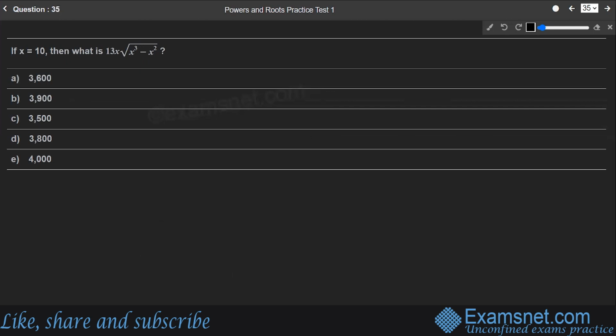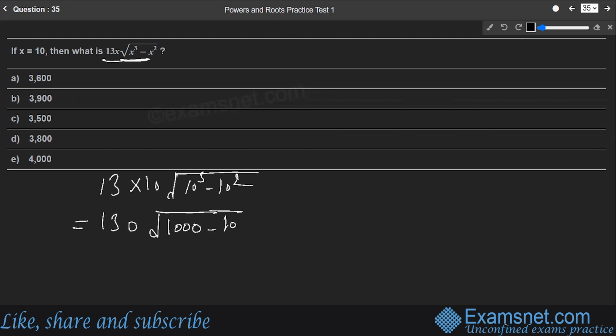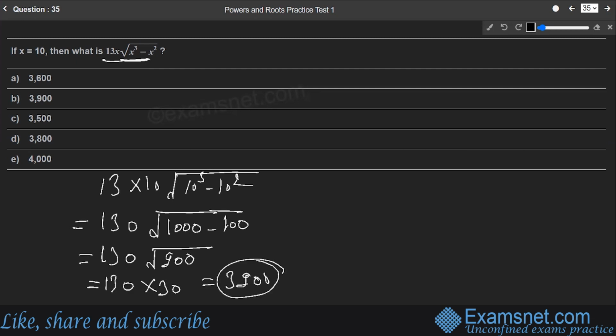If x equal to 10, then what is the value of all this given? So let us replace the 10 in the expression given. If we do that, it is going to be 13 into 10 under root of 10 cube minus 10 square. If we solve this further, this is coming as 130 under root of 1000 minus 100, since 10 cube is 1000 and 10 square is 100. So this is going to be 130 under root of 900. And we clearly know the under root of 900 is nothing but 30. So it is going to be 130 into 30, that is nothing but 3900. So that is the answer, 3900. It is available in option number B.